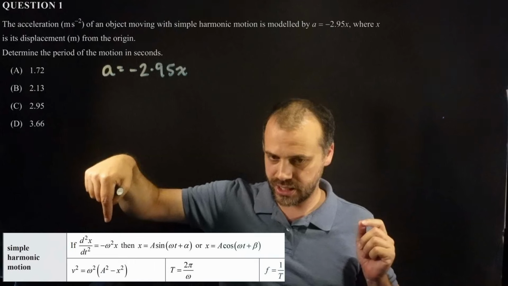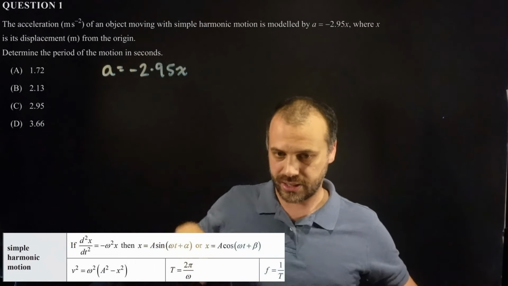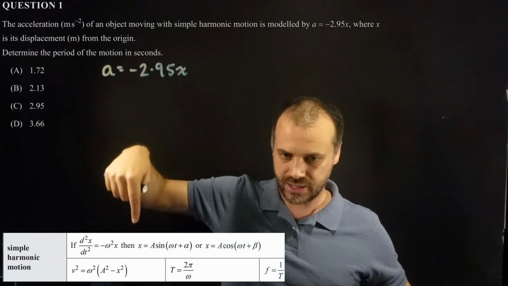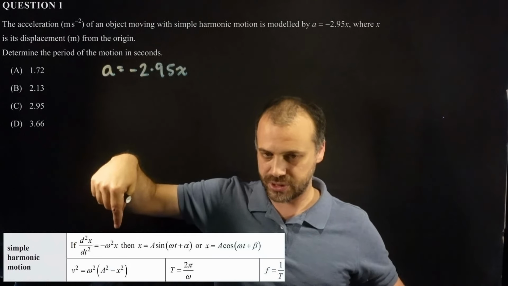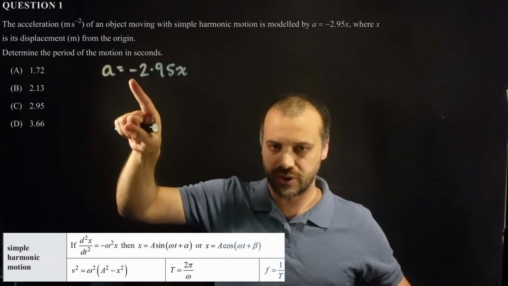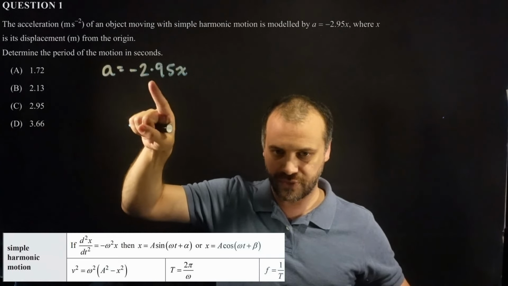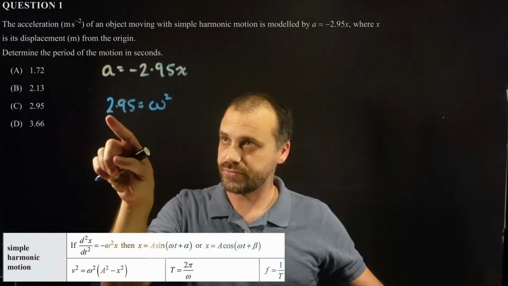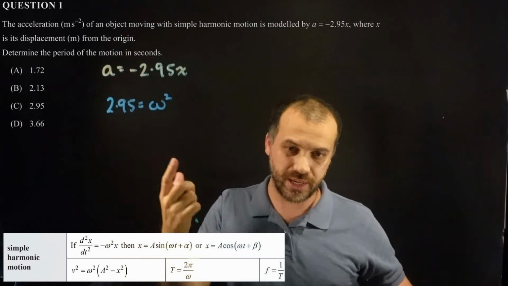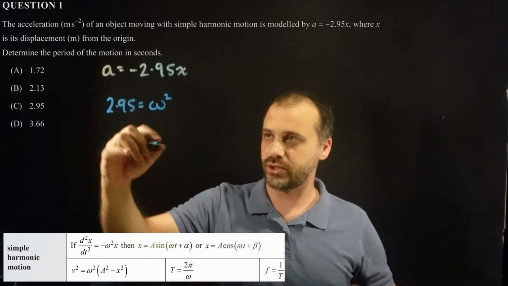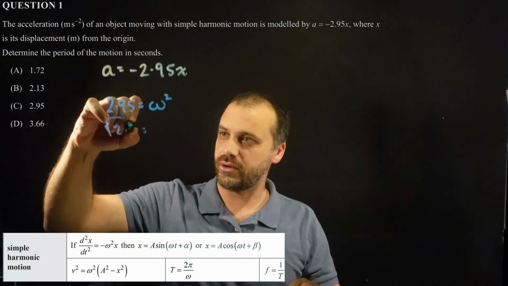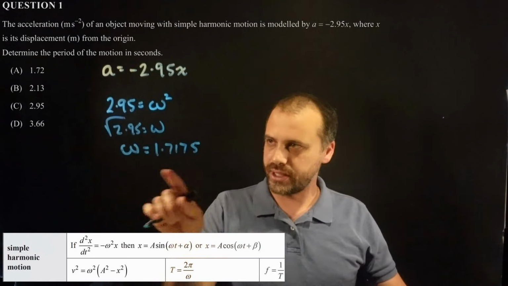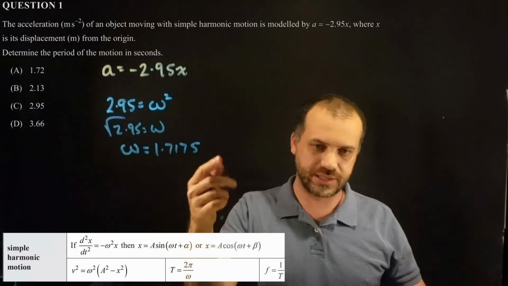Acceleration equals negative gamma squared x. So what do we know? We know that negative 2.95x is equal to negative gamma squared x. So 2.95 is equal to gamma squared. So of course, if 2.95 is equal to gamma squared, relatively easy to find gamma. It's just the square root of this, and we'll know what gamma is. And we get a gamma of about 1.7175.